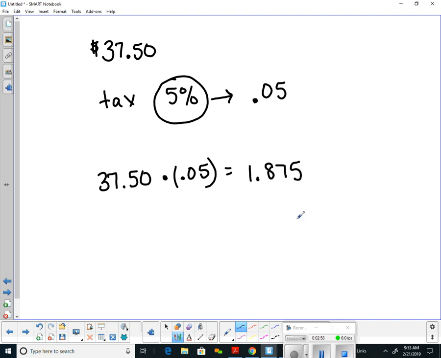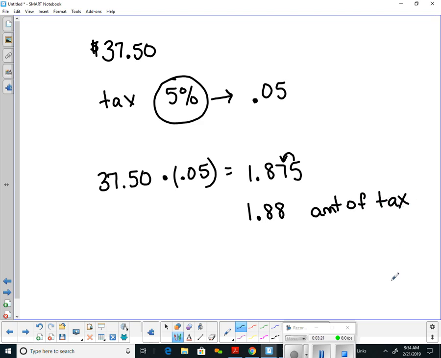I get $1.875. Now we're talking money, so money stops after the second place. So this third decimal is going to have to control whether that 7 stays a 7 or if it moves up. In this case, it's going to round it up. So I get $1.88. Now that's the tax. That is the amount of tax.